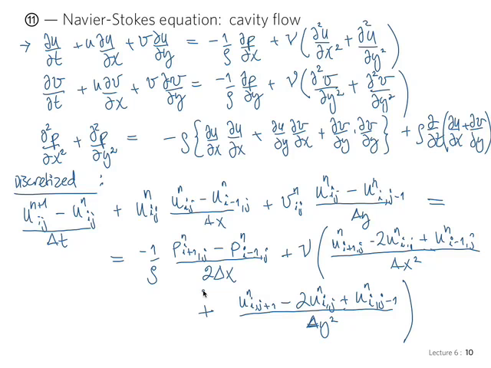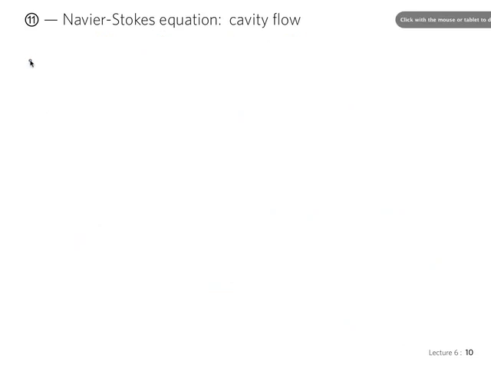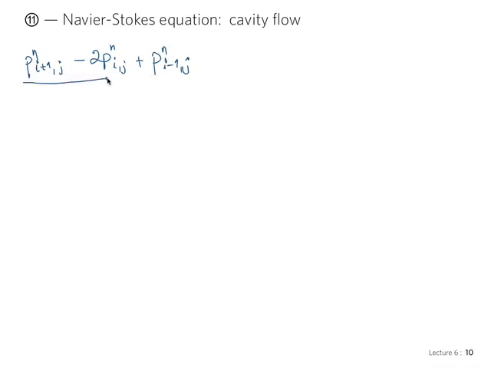So now we want to do the Poisson equation. So we're almost there. p^n_i+1,j minus 2p_i,j plus p_i-1,j. So that's our second order center difference for the second order derivative with respect to x. p^n_i,j-1 minus 2p_ij plus p_i,j-1.